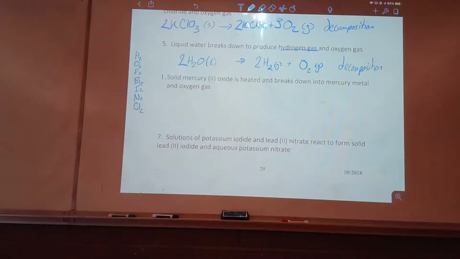Even this next reaction, just listening to how it's written, solid mercury oxide is heated and breaks down into mercury metal and oxygen gas. What does that suggest? Another decomposition, right? And once you know it's a decomposition, you know that you should only have one chemical on the left and probably 2 chemicals on the right. It's decomposition.